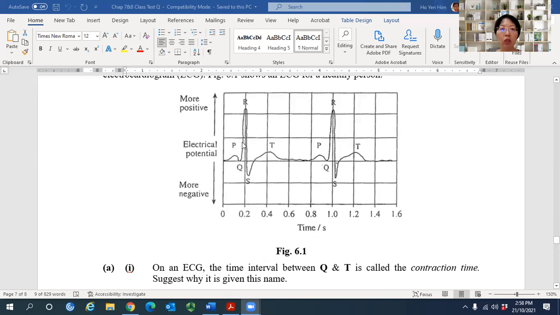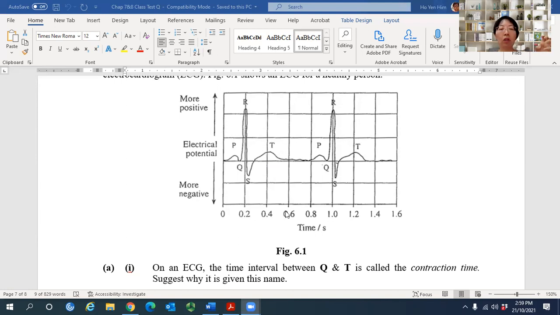So Q to T is QRST. This is the wave that passes through the ventricle, right? So it's called contraction time because when this excitation wave passes through the ventricular wall, the cardiac muscles at the wall immediately contract.